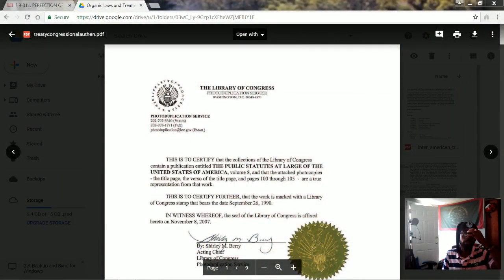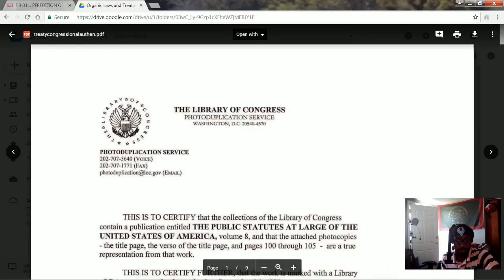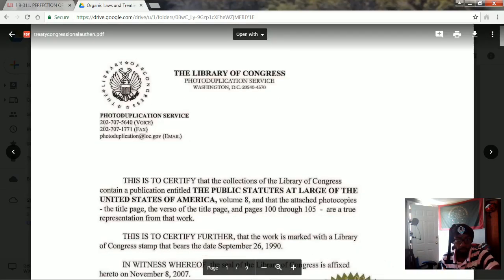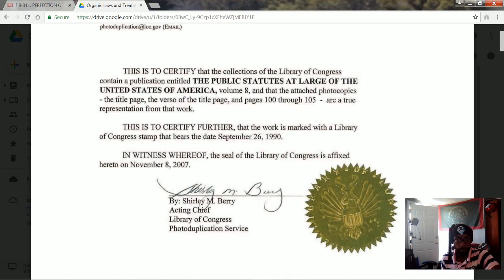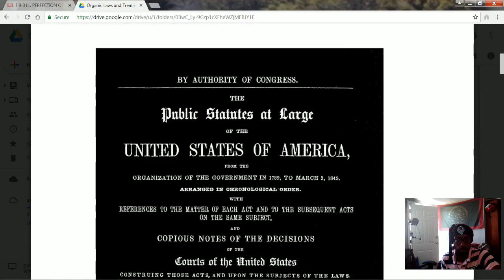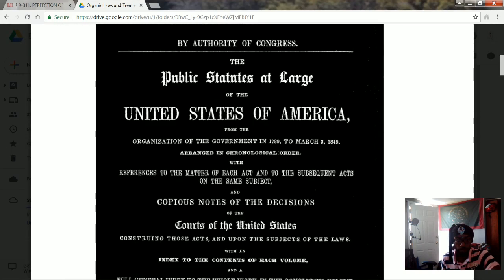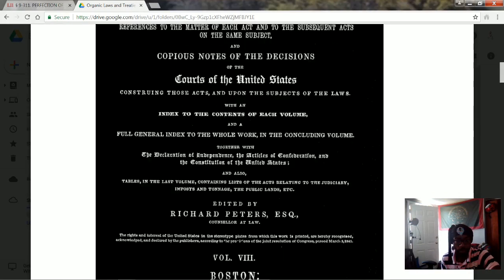All right, y'all. So this is the Library of Congress copy. All right. Photo duplication. Okay. So this is from the Library of Congress. Okay. Here we go.